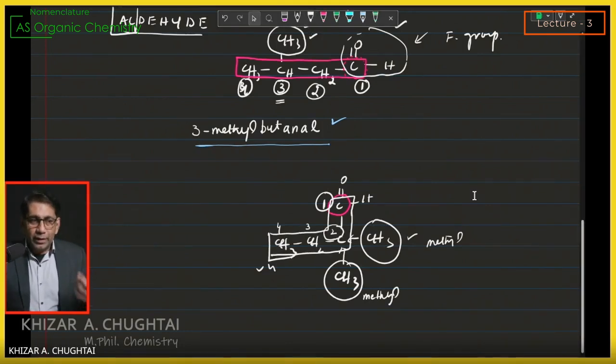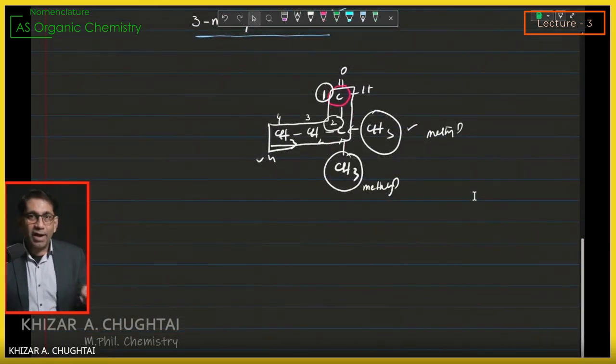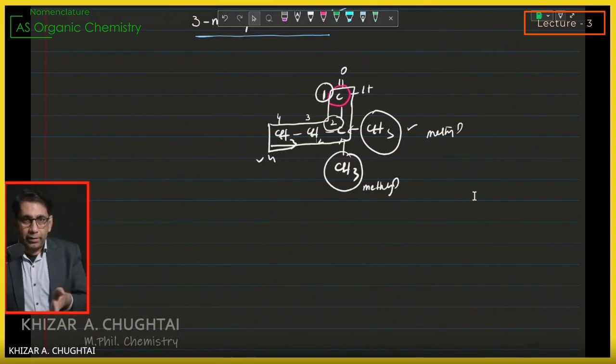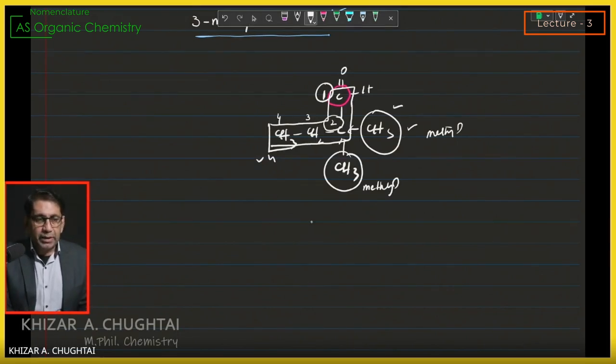So if there are two branches, both having the same name, then it is necessary to write their positions, and it is also necessary to write them together. What is the position of this methyl group? It's 2. What is the position of this other methyl group? Again 2, the same carbon. So 2,2. Let me confirm how many they are in total. They are di. So 2,2-dimethyl.